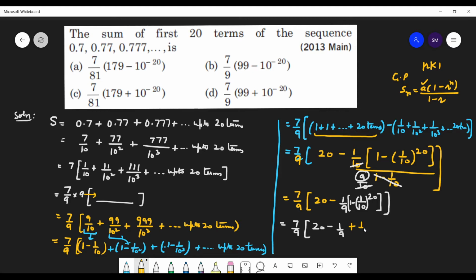So that's your next question, students. Sum of first n terms of the series. So these are not infinite terms. These are now n terms. So sum of n terms.